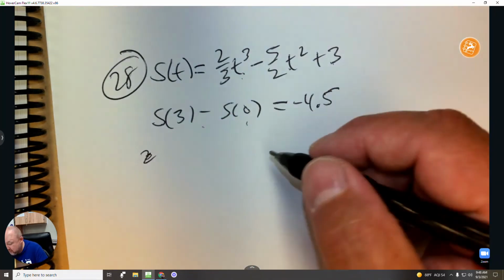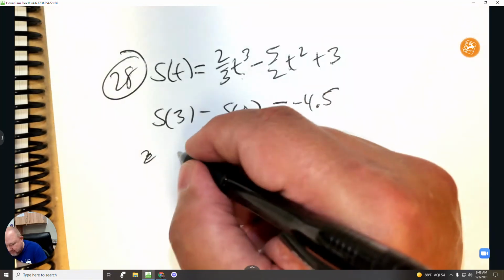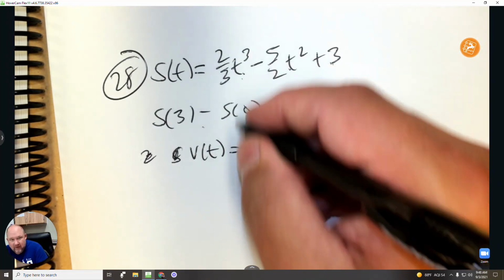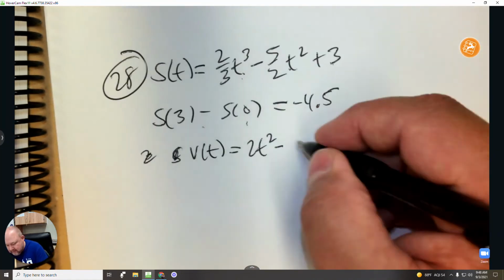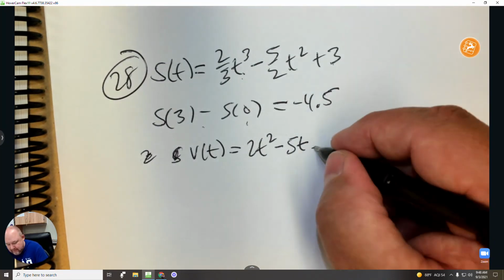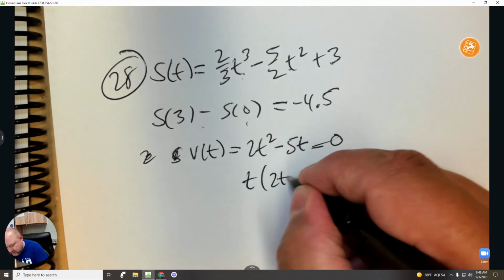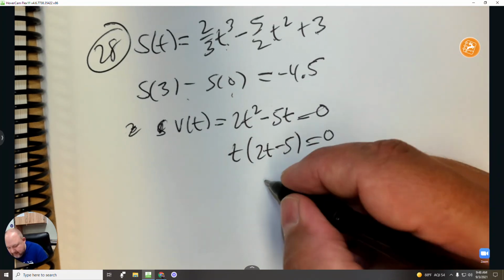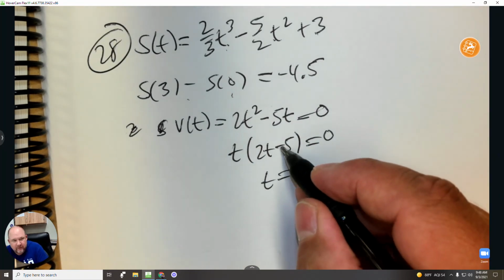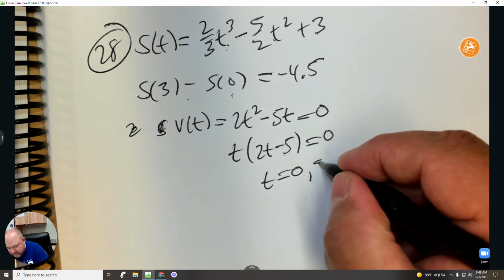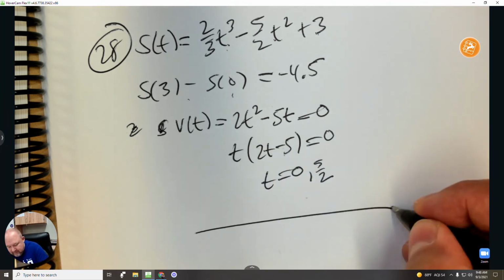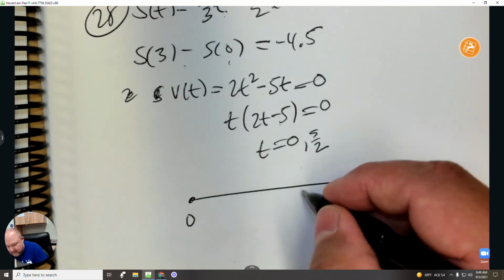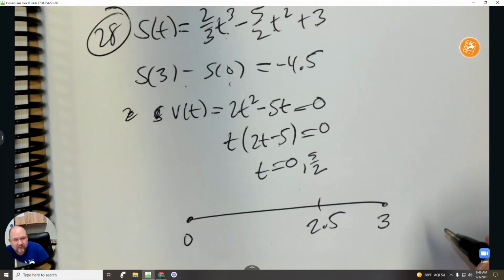The second part is the total distance from 0 to 3. Well, to do that, I need to know the velocity and know when the particle is resting. So I'm going to find the velocity. That's 2t squared minus 5t. Make it equal to 0. I can factor out a t. And so one answer is 0. The other one is positive 5 divided by 2. And maybe a better way is 2.5. So if I think of 0 to 3, at 2.5, the particle changes direction.